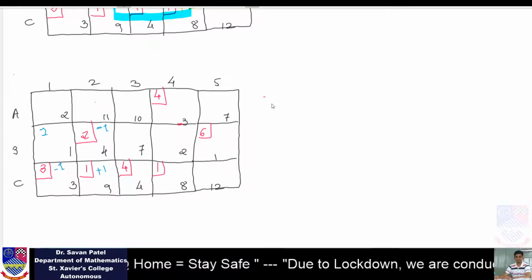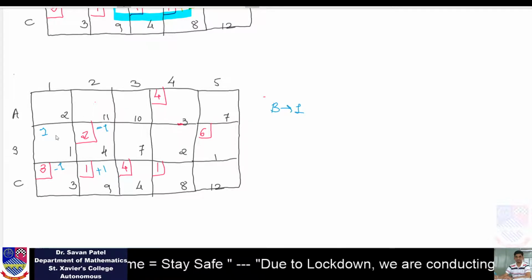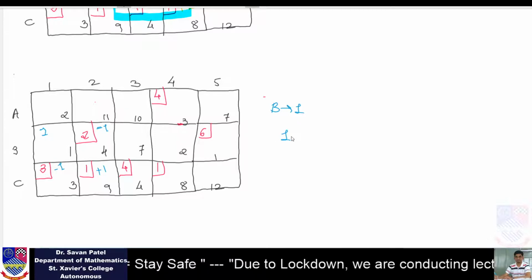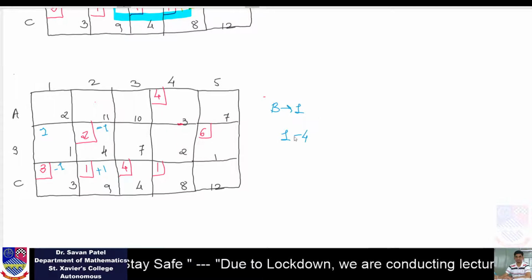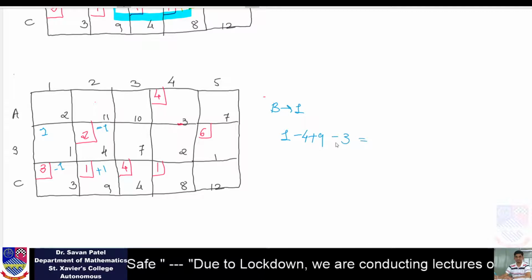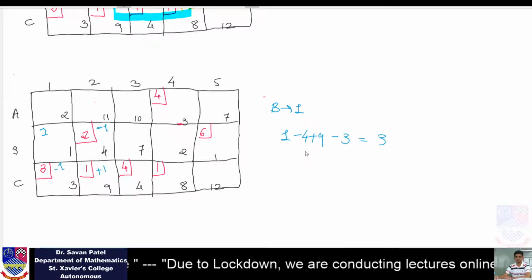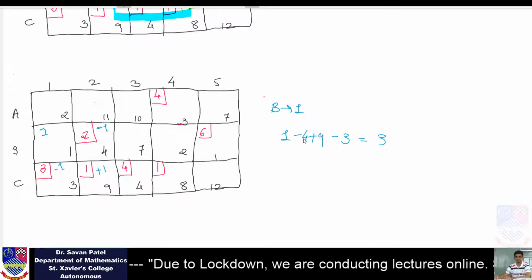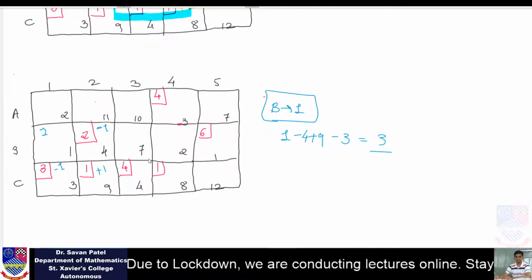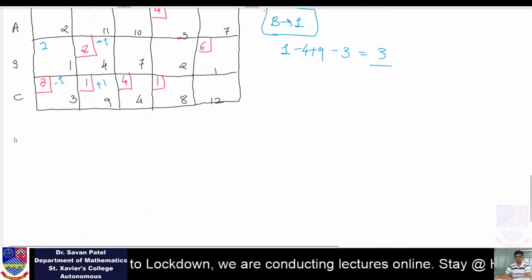So transporting from B to 1, the additional transportation cost is 1 times 1, that is 1, minus 1 times 4, so minus 4, 1 times 9, so plus 9, and minus 1 times 3, so minus 3. So the additional transportation cost on transporting from B to 1 is 3, so we cannot go for that. That is not a preferable situation for us right now.